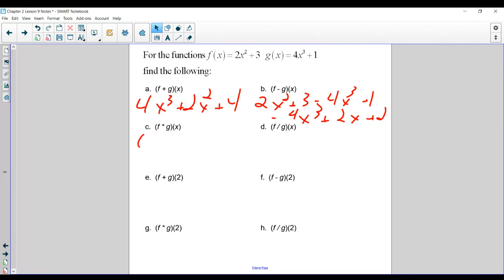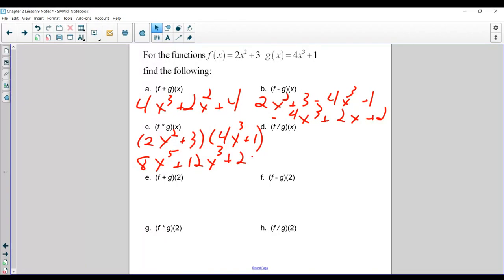Okay, multiplying them together is just like I showed you in the last slide. You're going to take these two things and FOIL. So you would have 8x to the fifth plus 12x to the third plus 2x squared plus 3. That's what you would have on that one.